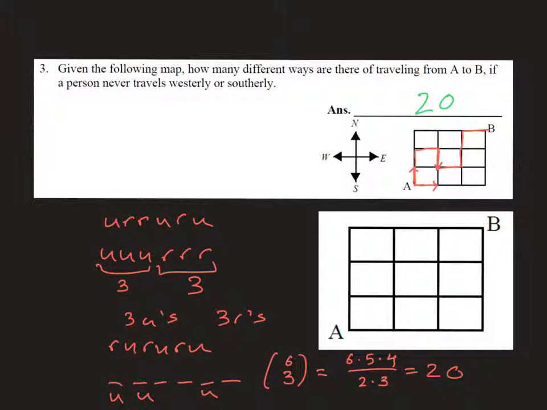That's the second way to do this problem, by seeing how many different sequences of letters you can find, and each of those sequences corresponds to its own path.